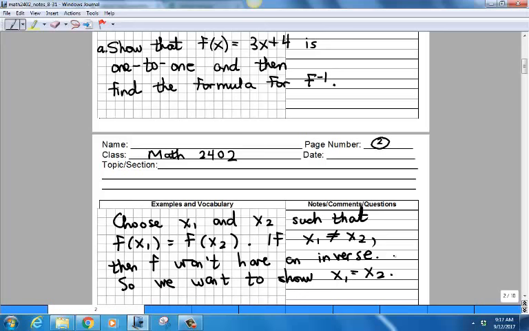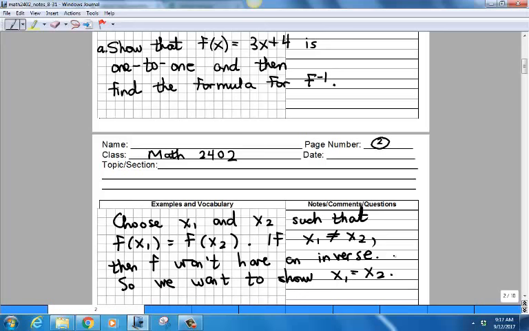So if f of x1 is equal to f of x2, I want to show here that x1 is equal to x2 as well. In other words, I cannot pick two different inputs with the same matching output. That's not possible, okay? So I can't pick two different things here that would give me the same matching output, okay? All right, so let's see.